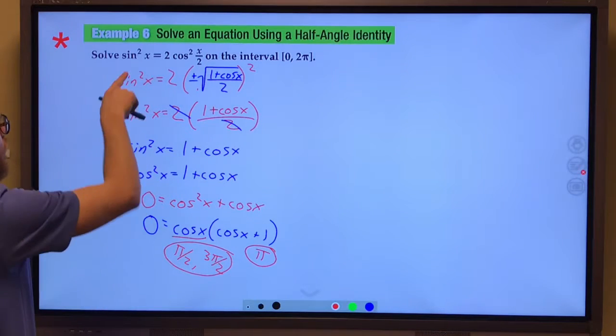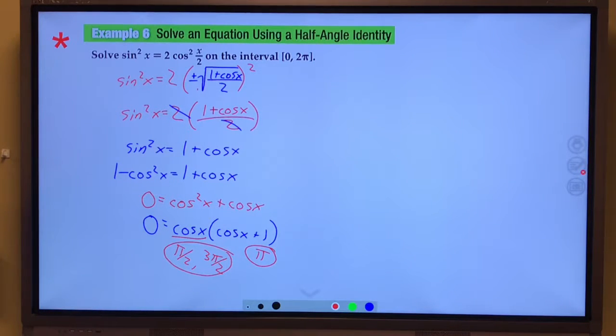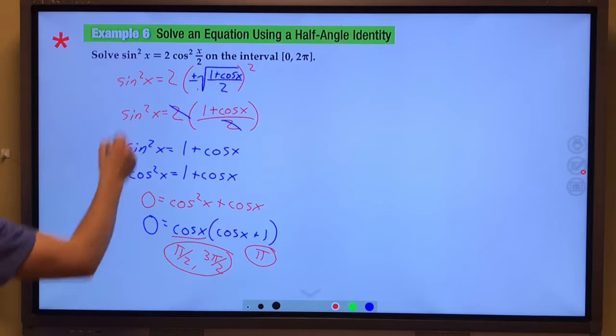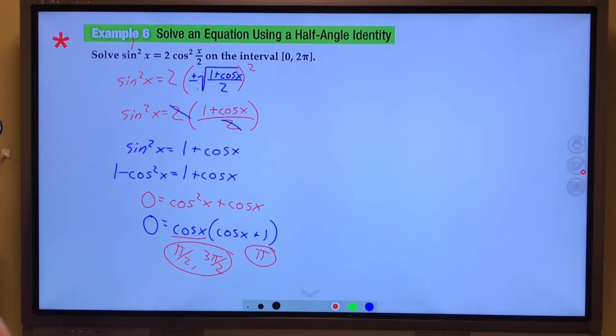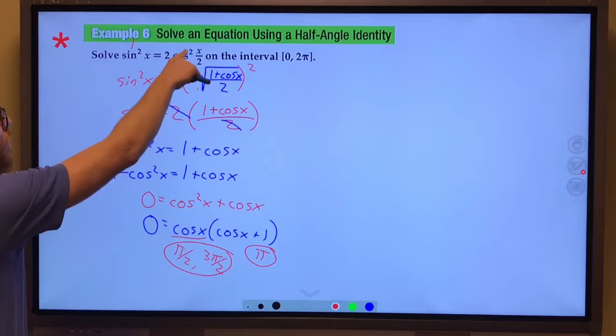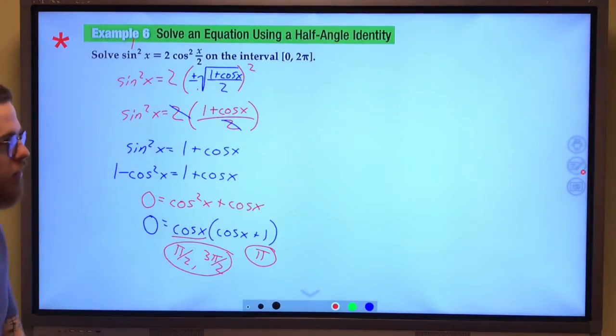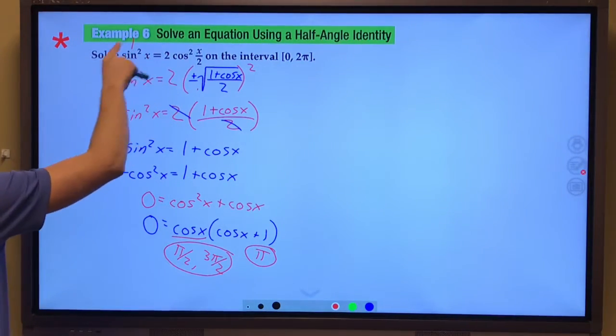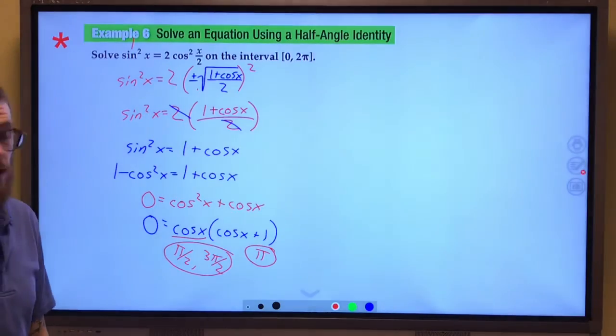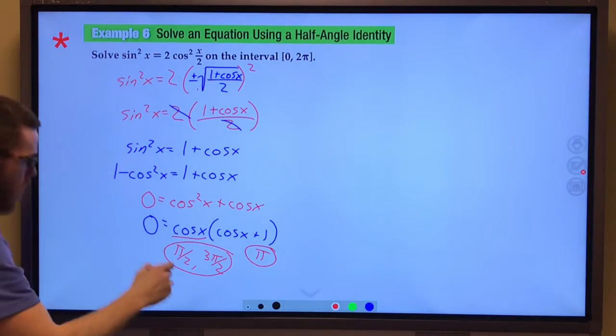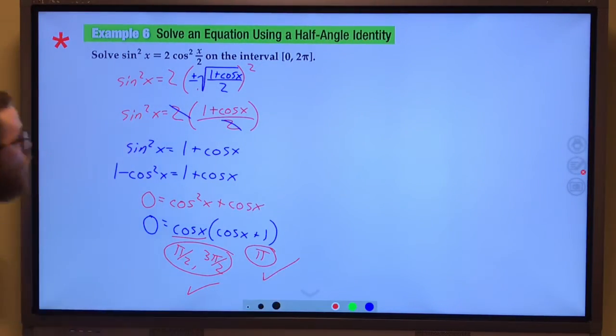Sine squared of pi over 2 would be 1. For both of these, the sine squared is going to be 1. So we want to make sure they come out to be 1 over here. And of course, when we square whatever we get, whether it's positive or negative, it's going to come out to be positive. Times 2 is going to give us 1. So that's going to work out. So all these work. We have done an equation with a half-angle identity.